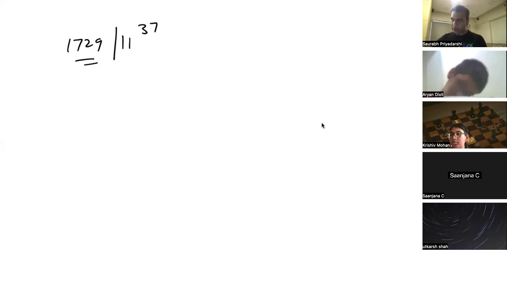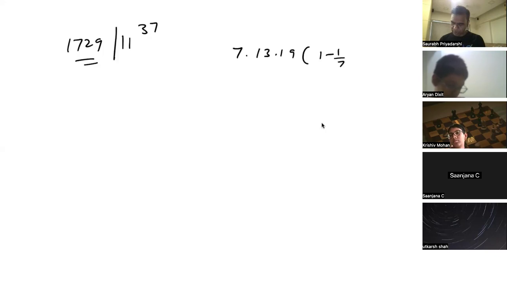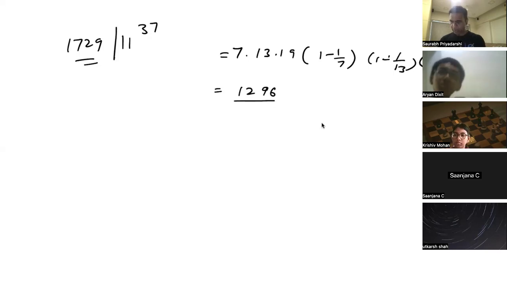So this number is 7 into 13 into 19, times (1 minus 1/7), (1 minus 1/13), (1 minus 1/19). This comes to 6. सर, 6 into 12 into 18 है, तो 1296 होना चाहिए. Yes, 1296, 6 into 12 into 18, which is nothing but 36 square. Right, this is phi of 1729.